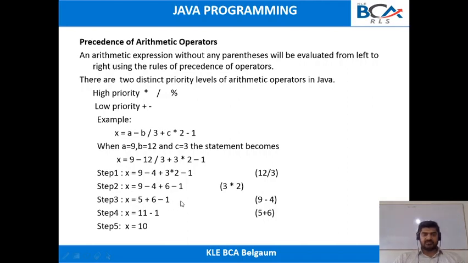Keep the remaining things the same: 5 plus 6 minus 1. Step 4: perform the addition of 5 and 6, which gives 11, and keep the minus 1 the same. At the last step we get the value of x: 11 minus 1 gives us 10. In this way you need to evaluate any arithmetic expression. Keep in mind that division, multiplication and modulus operators have high priority and subtraction and addition have low priority.